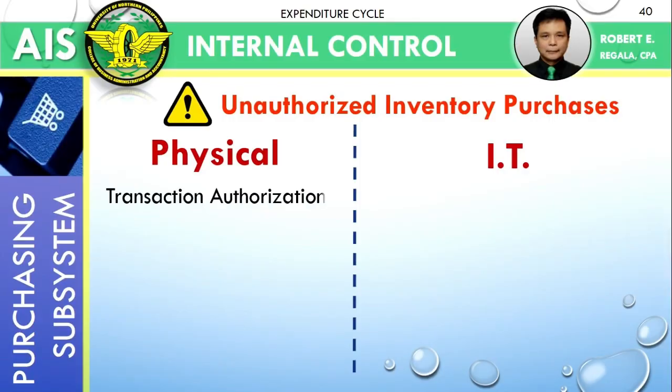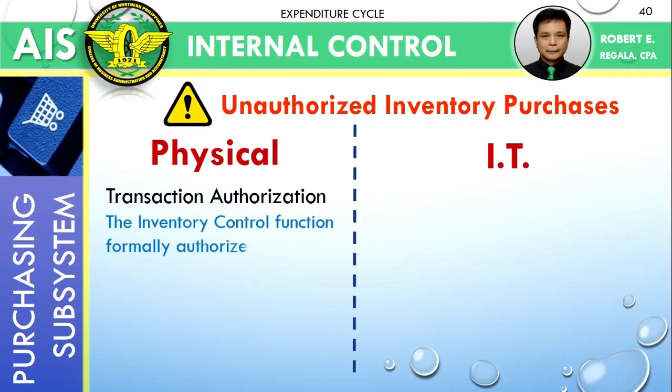Physical controls. Transaction authorization. The objective of transaction authorization is to ensure that only valid transactions are processed. When inventory levels drop to their predetermined reorder points, inventory control formally authorizes replenishment with a purchase requisition to trigger the purchasing function. Formalizing the authorization process promotes efficient inventory management and ensures the legitimacy of purchase transactions with valid vendors.